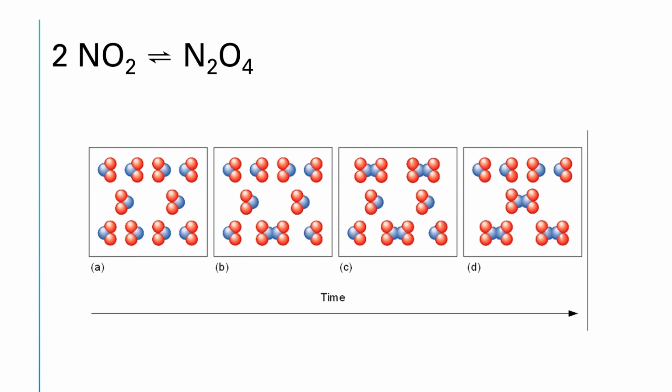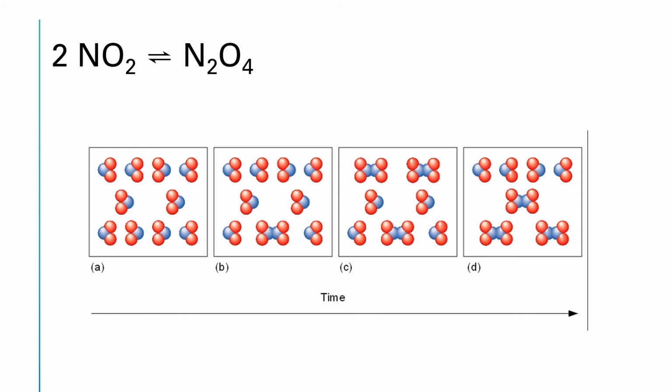Another way of depicting this reaction is in terms of the particles. We have for our reaction the dimerization of NO2. Dimerization just means that two molecules of the same thing stick together to make a bigger molecule. And in this case, it's NO2. Two molecules of NO2 react to give us one molecule of N2O4. Initially, in the first square, we only have NO2 molecules.